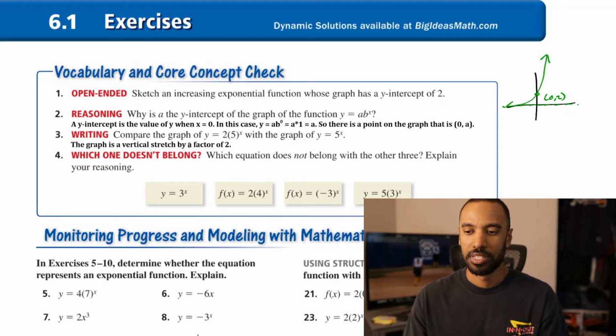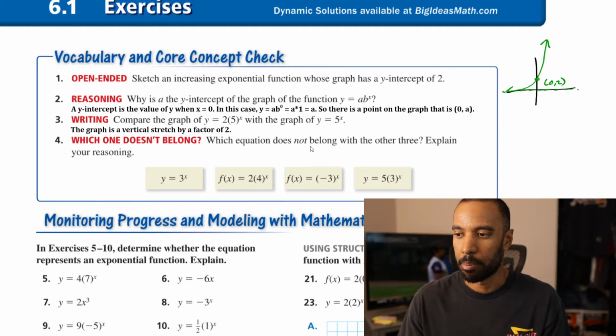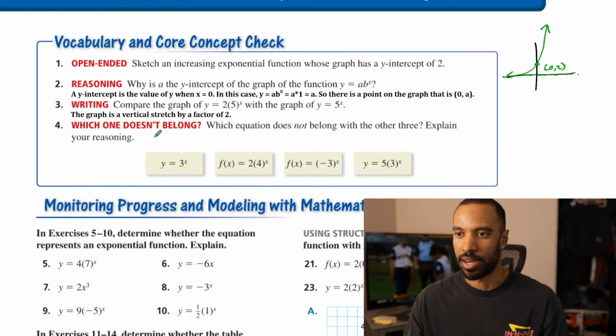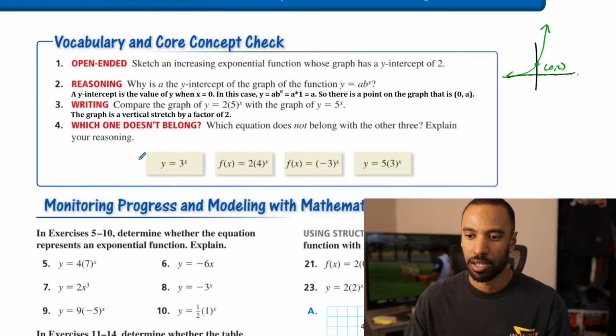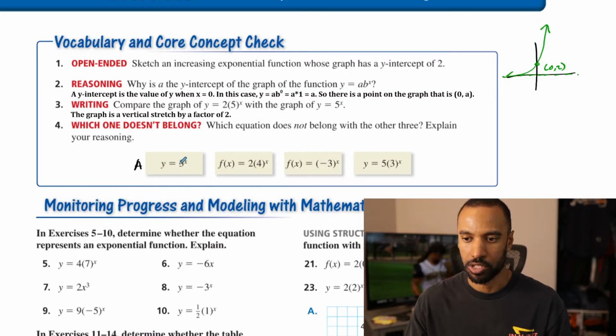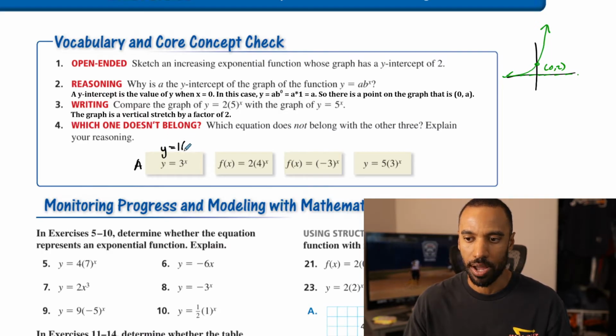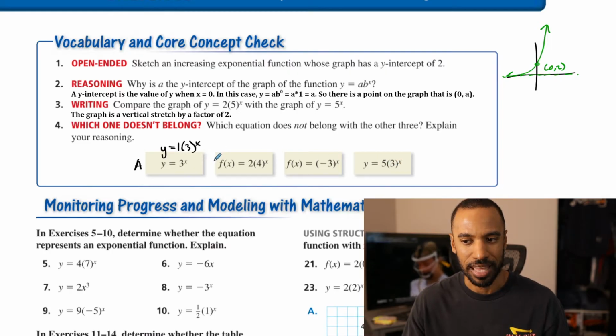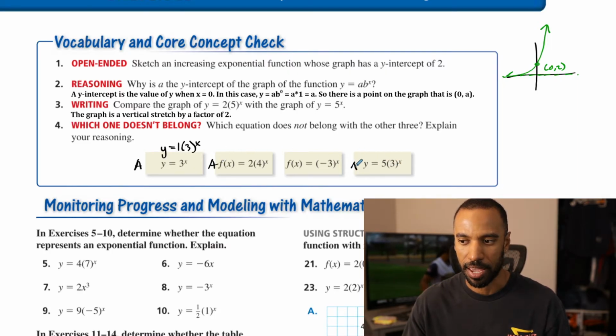Number 4, which one doesn't belong? Which equation does not belong with the other 3? Explain your reasoning. What I'm looking at here might not come right off the bat for you, but you might say, oh, this one's different from the other 3 because this is just a 3 and these ones have parentheses or something like that. That's not exactly what's happening here. This is also y equals 1 times 3 to the x power. So it has some y-intercept and it has some growth value there. This is a 4, which is different from 3s. You might say, oh, this is a 4 and these are 3s. That's not the thing either. These are actually the same. I got to just point them out right now.